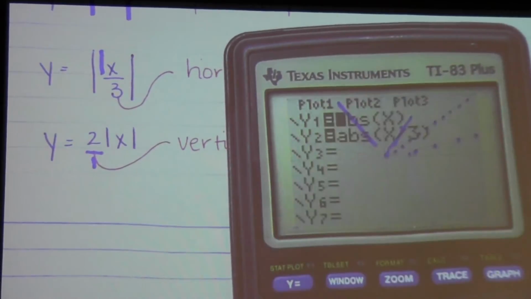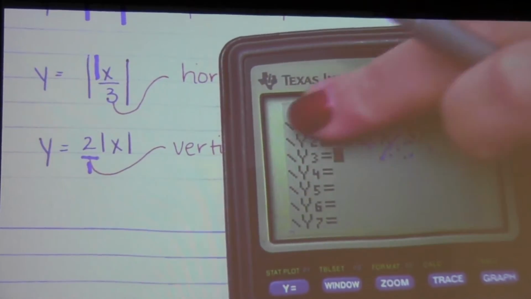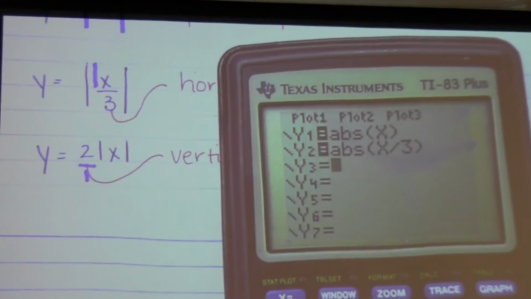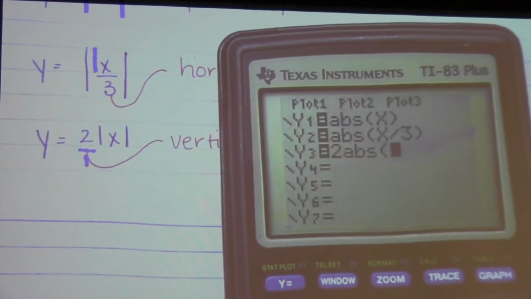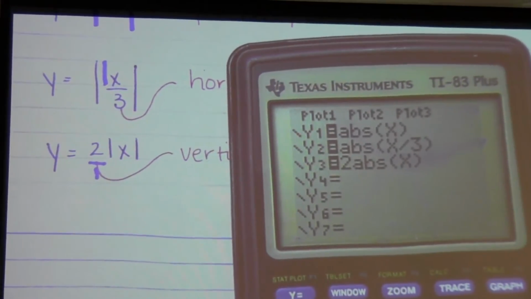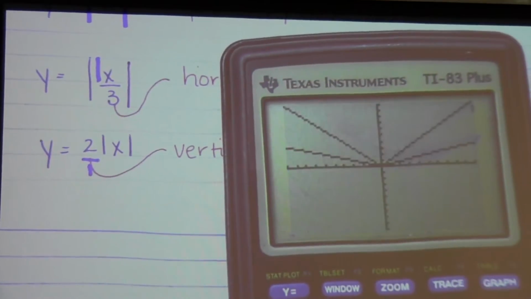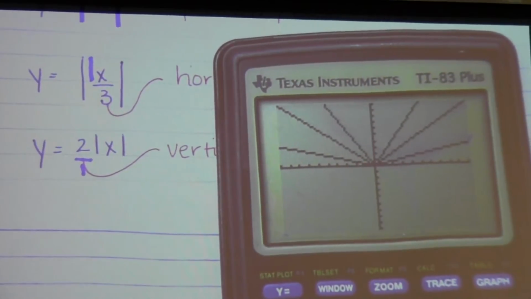So let's go back to our y equals, and all the way down, and put in that third graph. So you can put the 2 out front, and then go math, number, absolute value, x, and our parentheses, remember? Always ending our parentheses. And, oh, look at that. You guys are so smart. It really did look like it's going in.